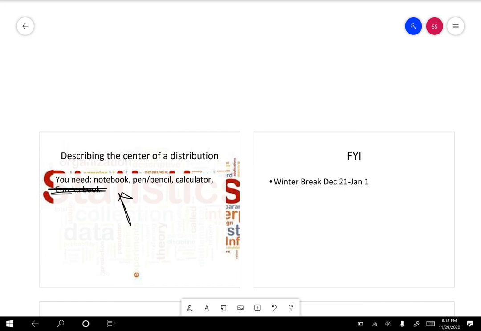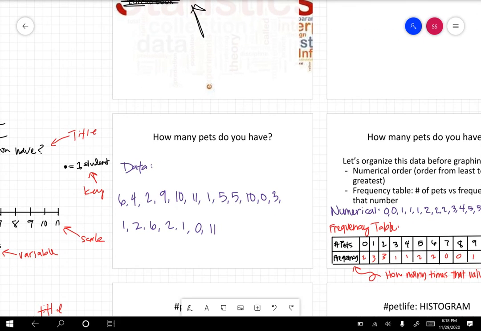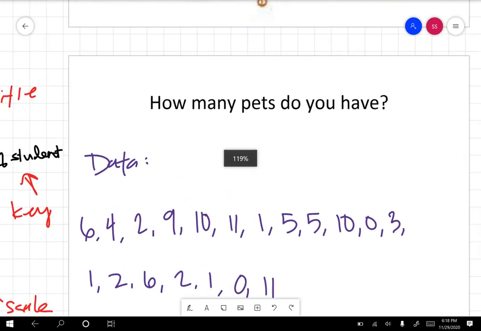We're going to talk about representing data and describing the center of a distribution. And if none of those words seem familiar, don't worry. We're going to go over all of it.